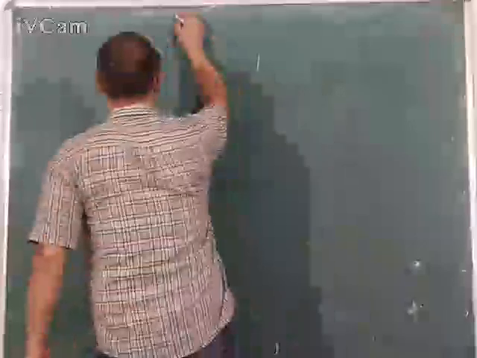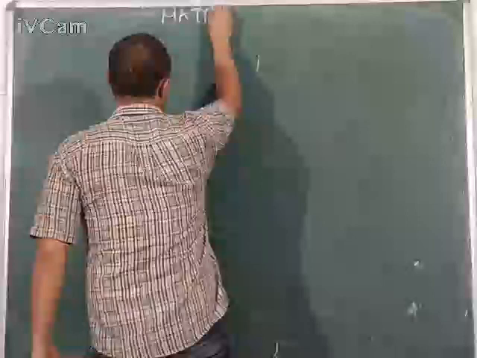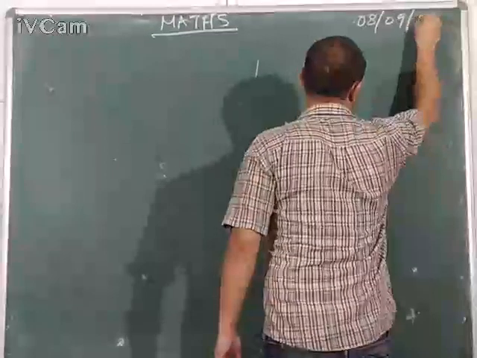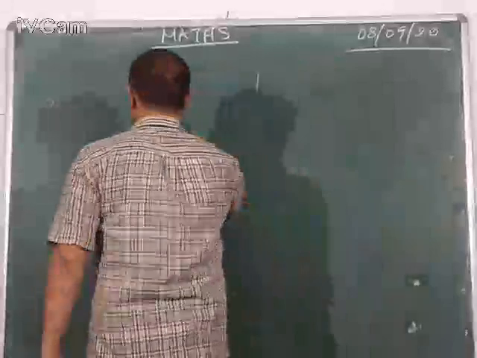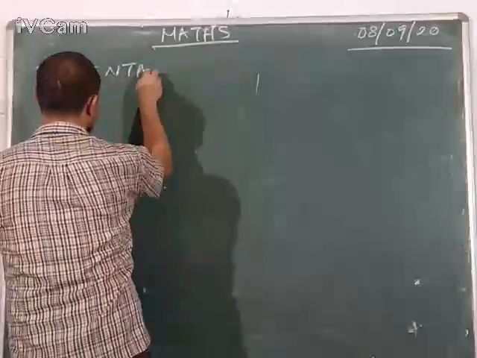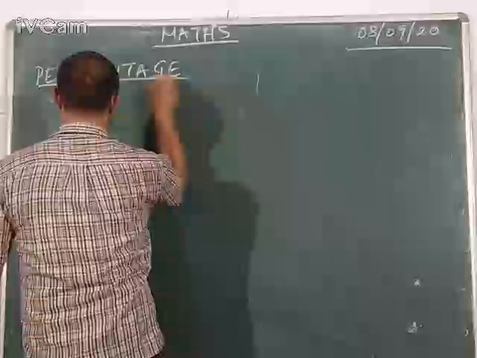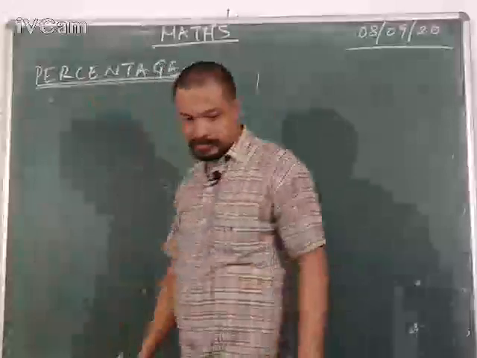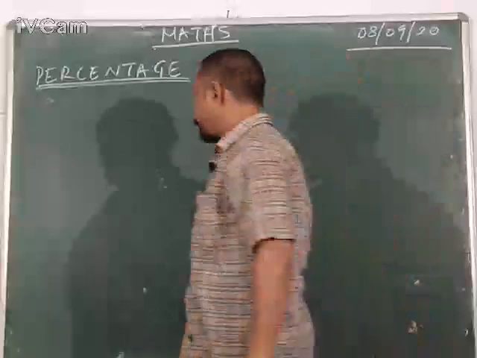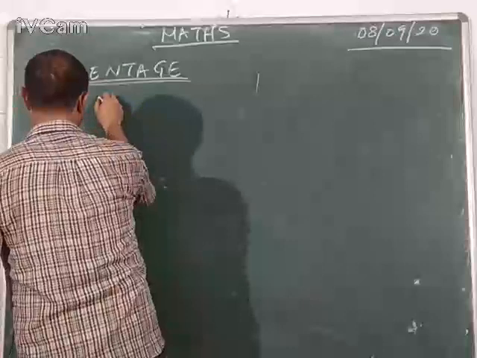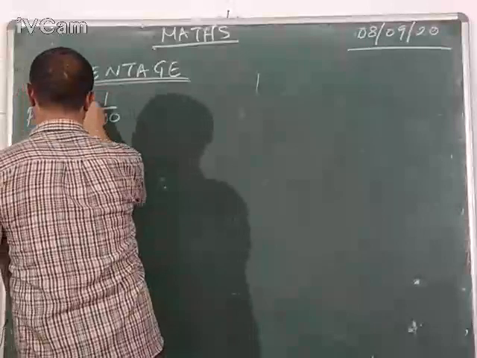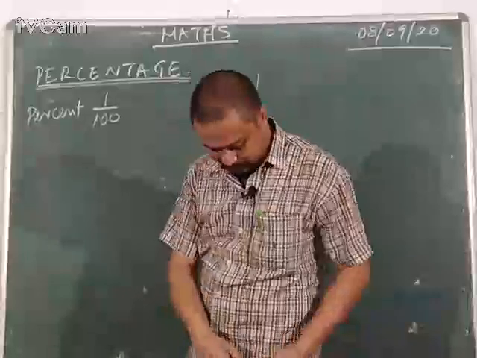Okay. So maths, date is 8. The topic for today is percentage. Okay, so not much of a theory involved, just a little bit. Percent means per 100. Okay, so per 100 means 1 by 100. Percent means per 100, that means 1 by 100.